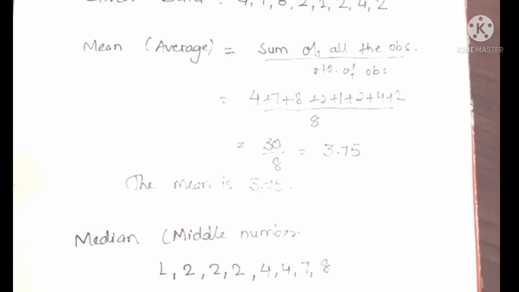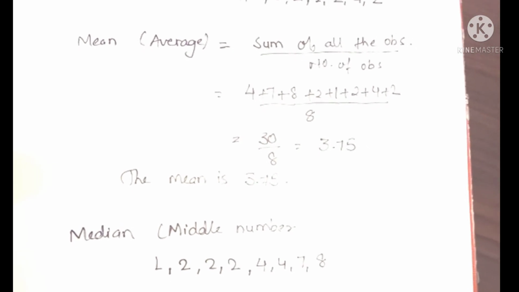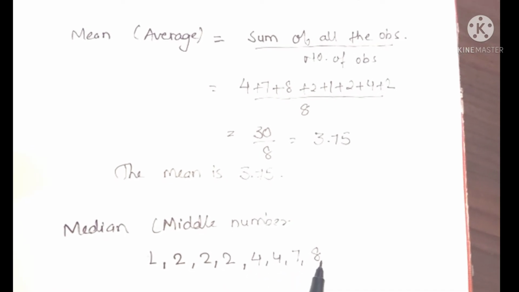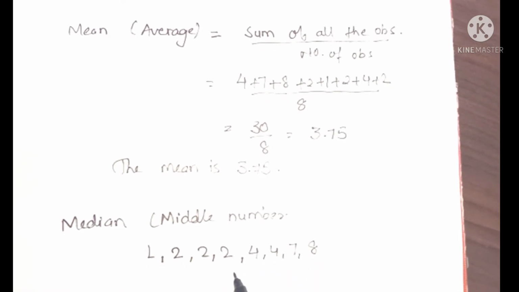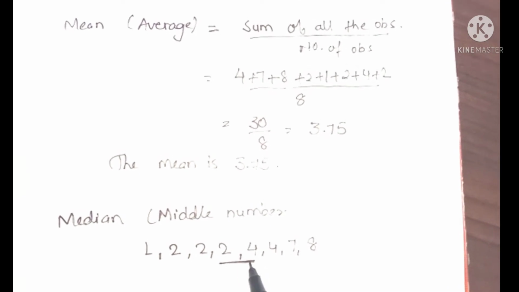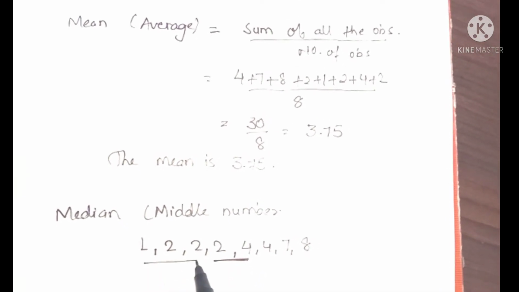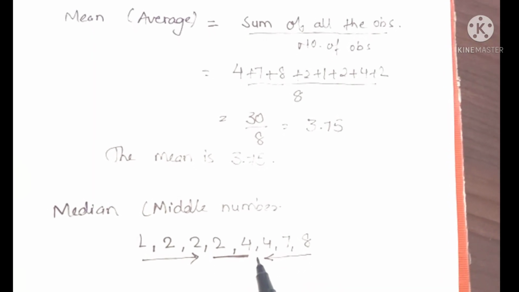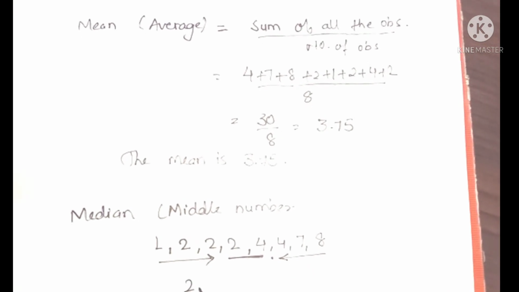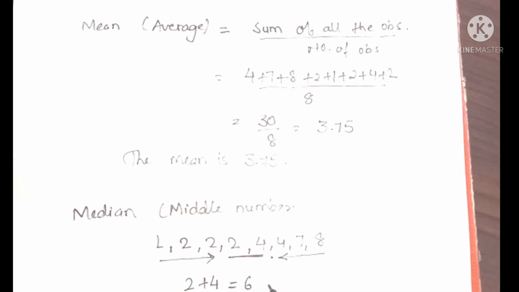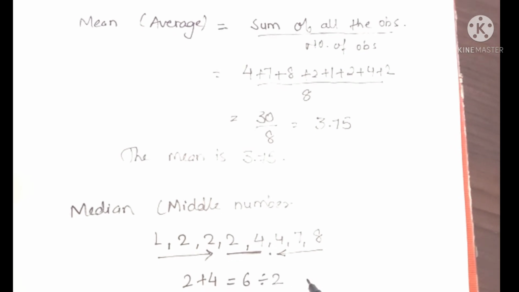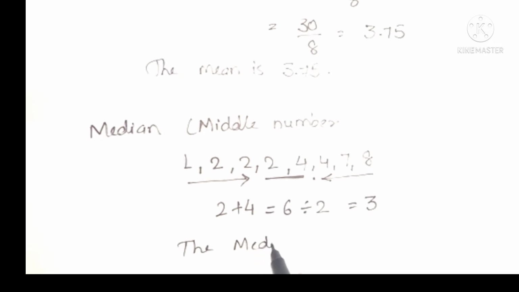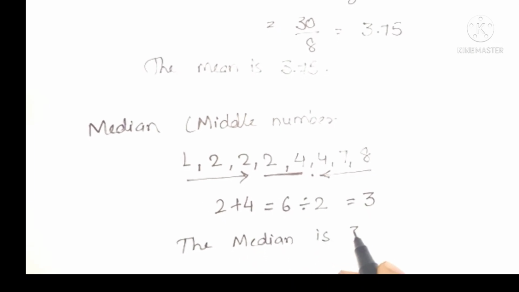Now we have to find out the middle value. Which is the middle value? Here we see 1, 2, 3, 4, 5, 6, 7, 8. Total 8 numbers are there, and when you go to the middle, we get 2 and 4 as the middle numbers. So here 2 and 4 are the middle numbers. So we are going to add 2 and 4. So we get 6. Now we divide 6 by 2. So we get the answer 3. Therefore the median is 3.